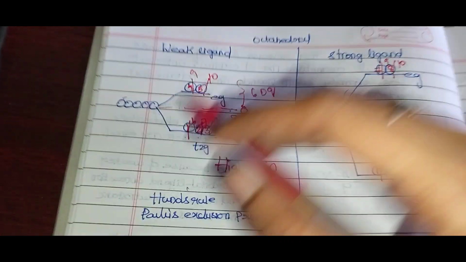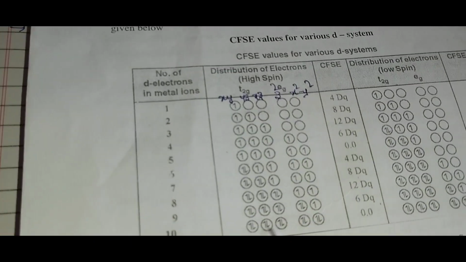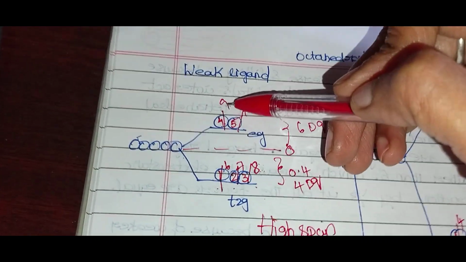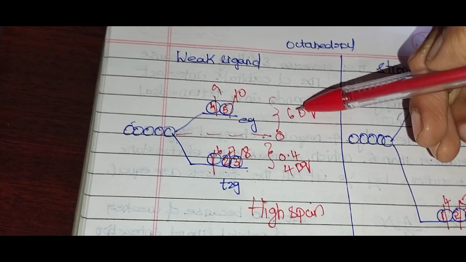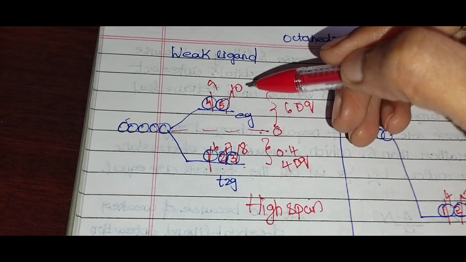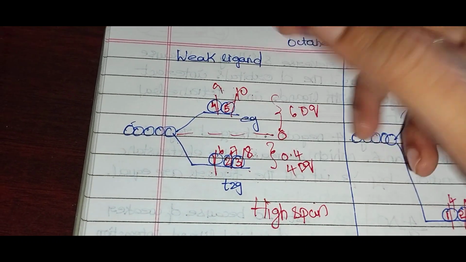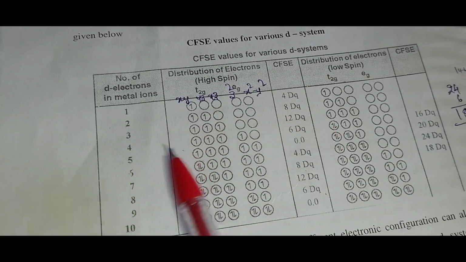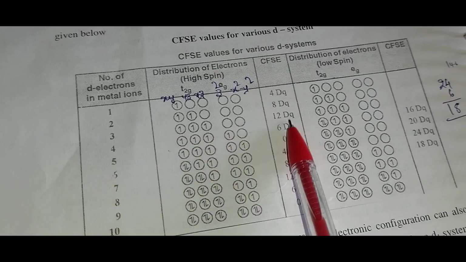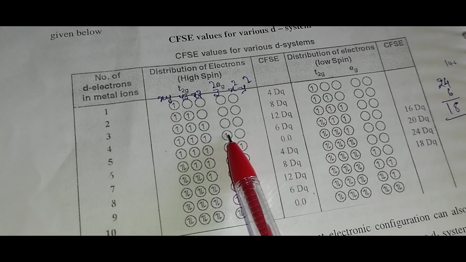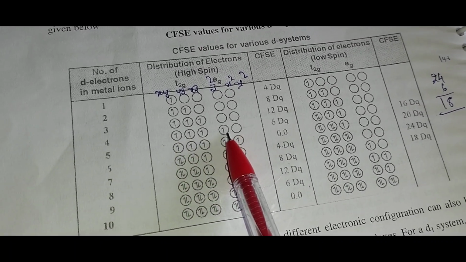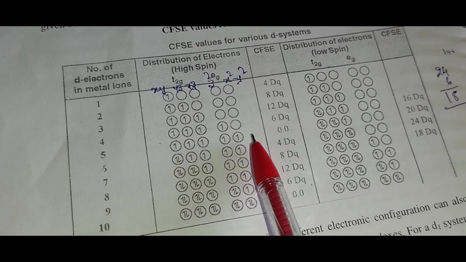Then the 9th electron, where will it go? Just as we know, here it is up. The 9th electron is filling, so again it is 6 Dq. Again when the 10th electron is filling, we know that when all are paired, it will be 0. So just remember, the first electron 4 Dq, second 8 Dq, third 12 Dq. When here it is pairing, 6 Dq, in the upper state, higher energy is 6 Dq. When all are singly occupied, 0.